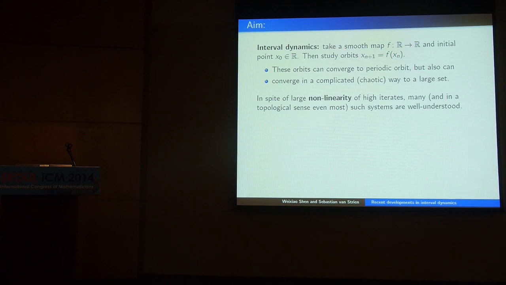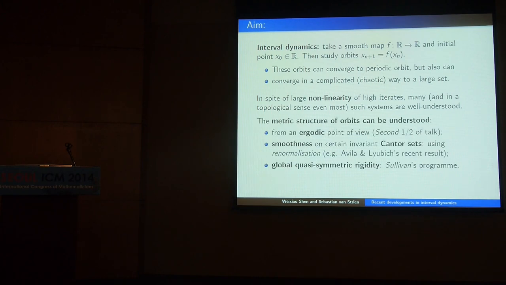And even though you have this very complicated behavior, and also a lot of non-linearity, it turns out that in some sense, most systems can be understood rather well. There are several ways you can study this. What I want to emphasize today is the combinatorial structure of orbits. That's really the point of view.